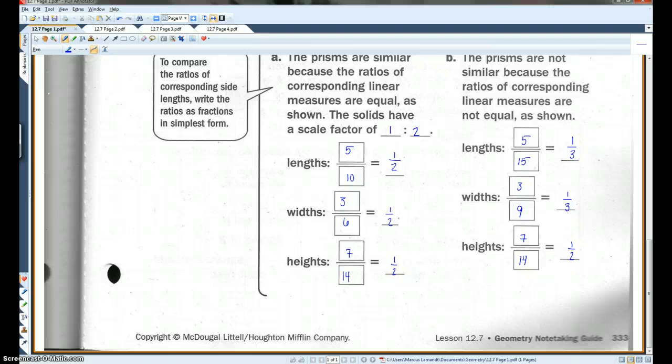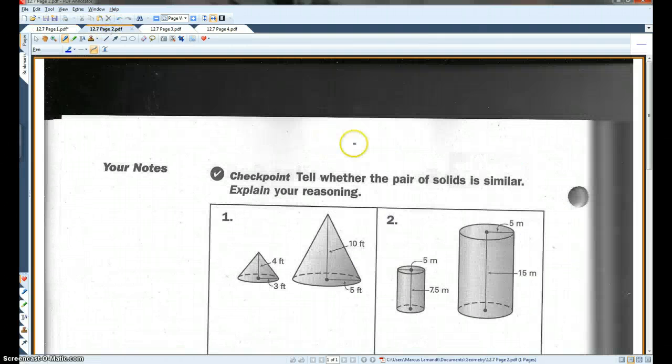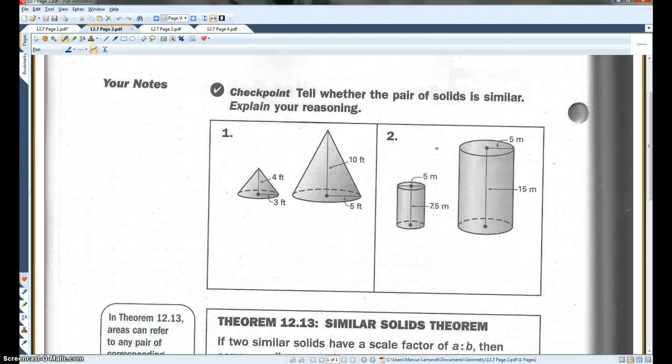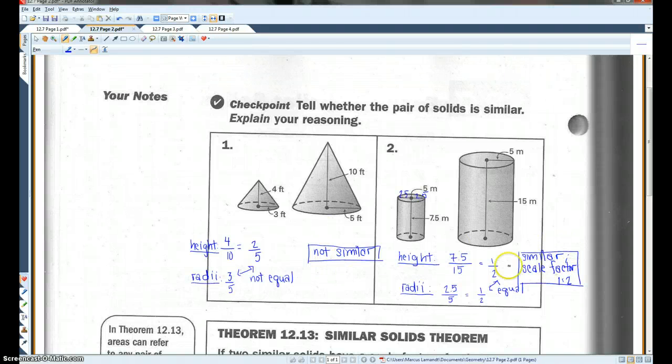Alright? Okay, let's go on to page 2. Checkpoint. Tell whether the pair of solids is similar. Explain your reasoning. Okay, go ahead and pause the video here, and when you think you have the answer, hit play. Alright, these are the answers that you guys should have gotten. This one, they're not similar because they don't have the same scale factor. These two are similar because they have a scale factor of 1 to 2.